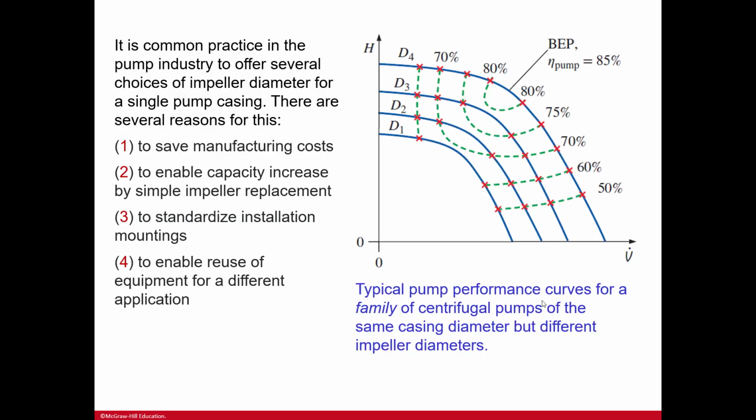So here it states that it's common practice in the pump industry to offer several choices of impeller diameter for a single pump casing. And there are several reasons to do this. First and foremost, to save manufacturing cost. It enables capacity increase by simple impeller replacement, to standardize installation mountings, and to enable reuse of equipment for a different application, which thus reduces cost.